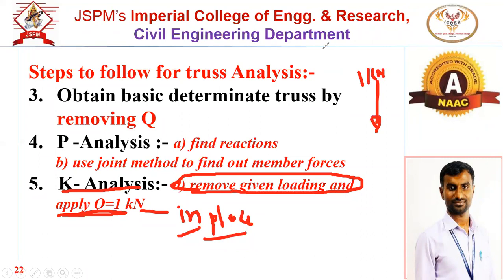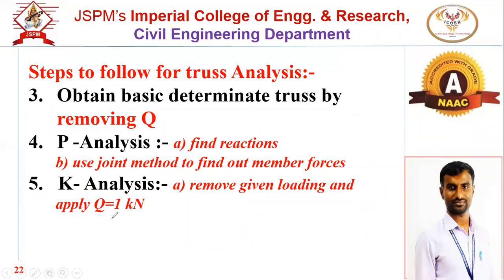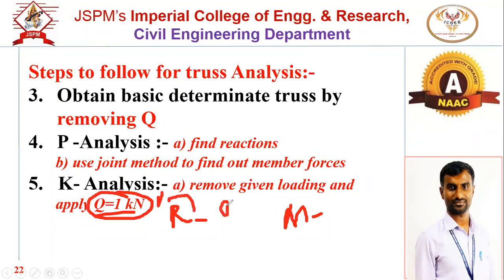इथं काय करायचं आता, जो सपोर्ट किंवा मेंबर आपण रिडंडंट सिलेक्ट केलेला आहे स्टेप नंबर 2 मध्ये, त्याच सपोर्टच्या ठिकाणी किंवा रिएक्शनच्या ठिकाणी किंवा मेंबरच्या ठिकाणी अप्लाय द युनिट लोड. We have to apply the unit load. Remove the given loading and apply the unit load in place of reaction or in place of member. समजतंय का? दोन कंडिशन आहेत इथं. You have to apply the unit load either in place of reaction or in place of member.